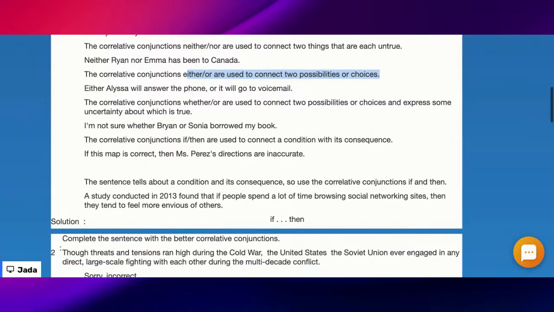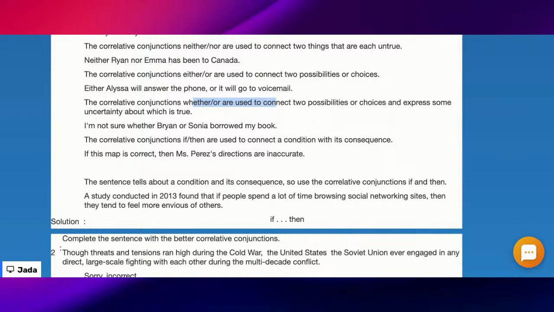The correlative conjunction whether or is used to connect two possibilities or choices and express some uncertainty about which is true. So when you have whether or, they are used to connect possibilities or choices and express some uncertainty. Sometimes there's uncertainty of whether it's true or whether it's not true. So that's it for whether or.